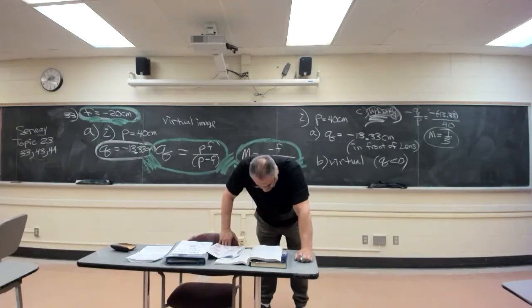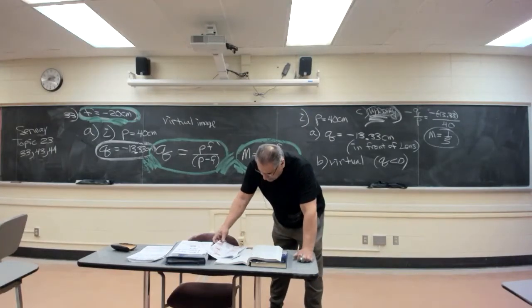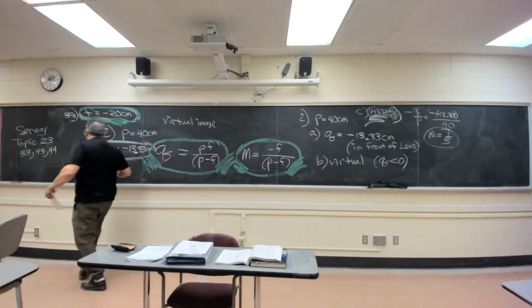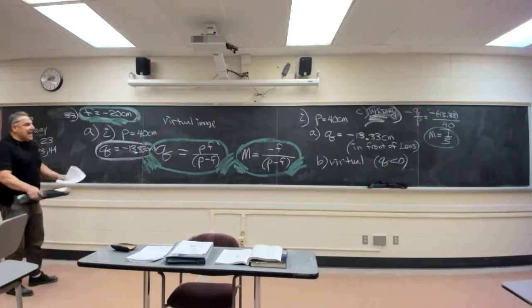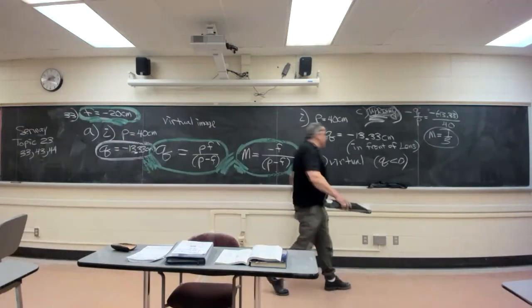P is equal to 40 centimeters. Small Roman numeral 1, P equals 40 centimeters. Small Roman numeral 2, P equals 20 centimeters. Small Roman numeral 3, P equals 10 centimeters. So that's kind of where we're at. It's the exact same argument, guys, that I did right here. Not any different in that regard.